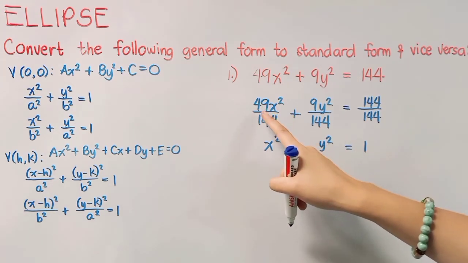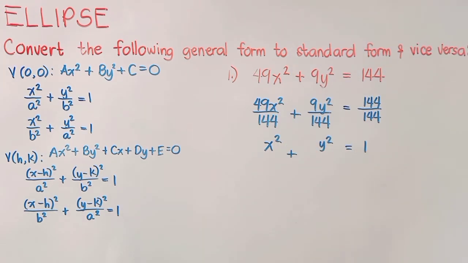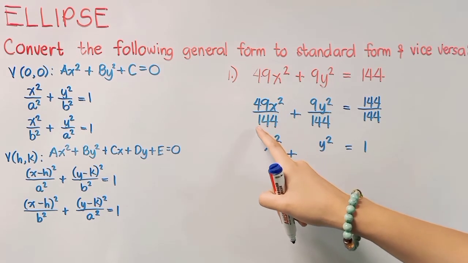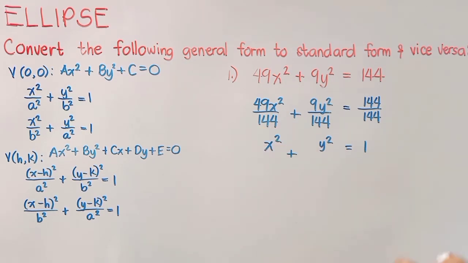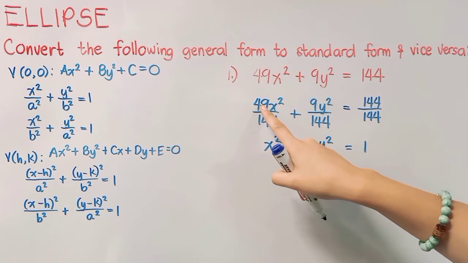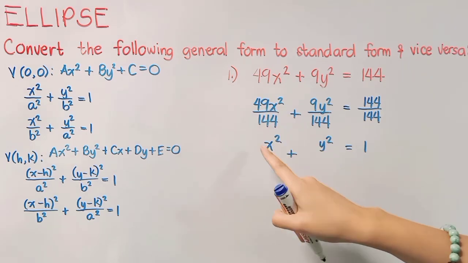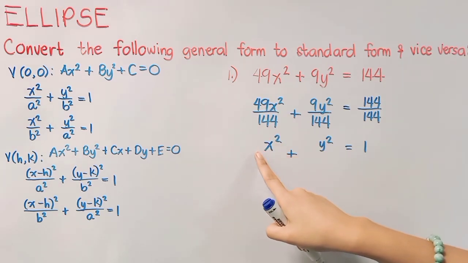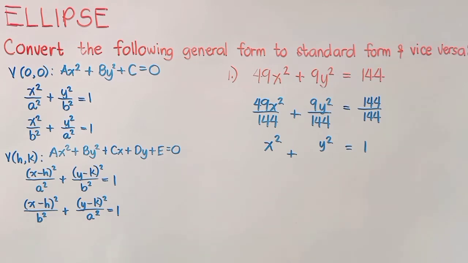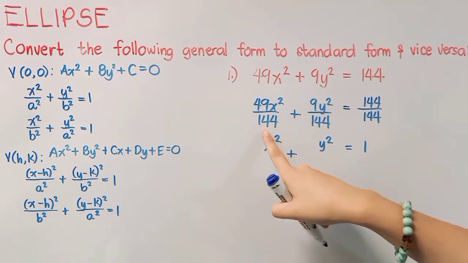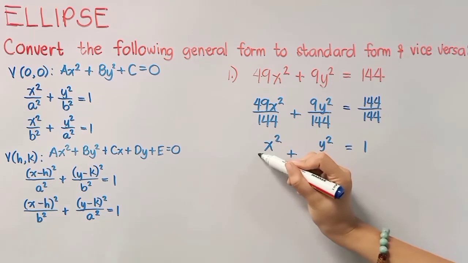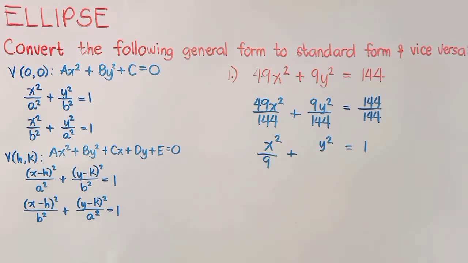Going back to our first term, for us to only have x squared, we should remove 49 by dividing both numerator and denominator by 49. 49 divided by 49 is 1, so we don't have to write it. And 144 divided by 49 is 9.